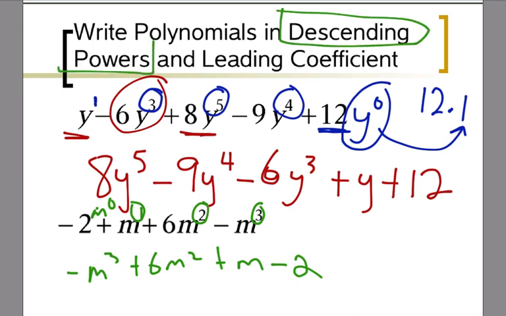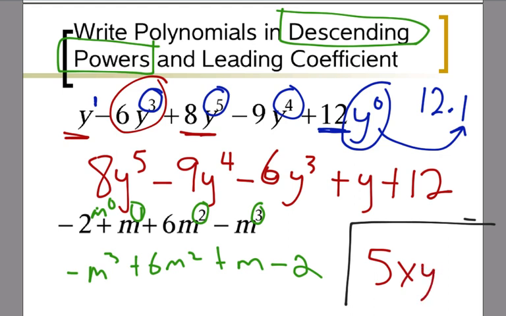And then the second thing is leading coefficient. Now, what a coefficient is, first of all, is the number in front of a variable. So if I was to draw off to the side, if I had 5xy, the coefficient there is the 5. It's the number in front of the variables. So for us, the leading coefficient, and leading means the one out in front.